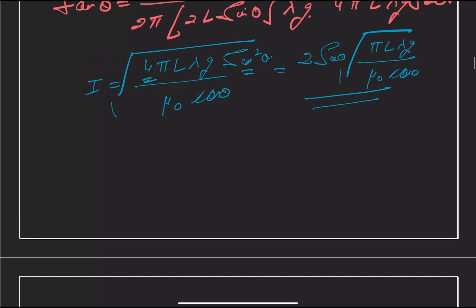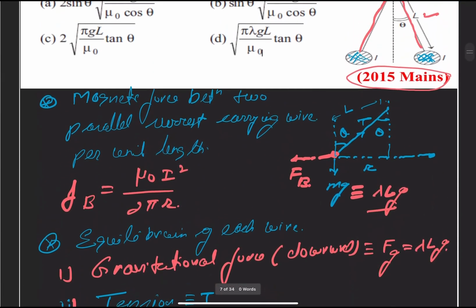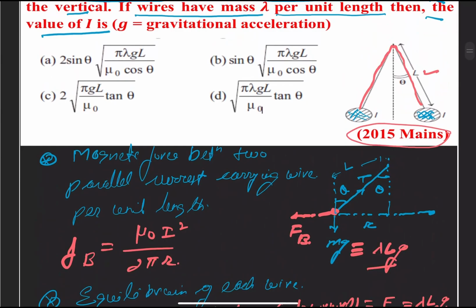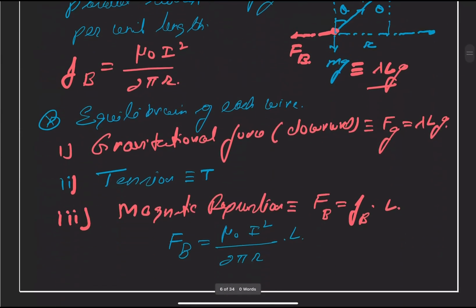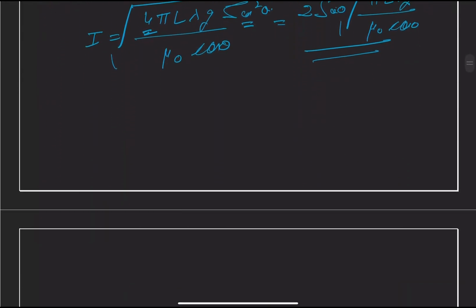So this is the value of the current, and the correct option will be option number A. Option A is correct.